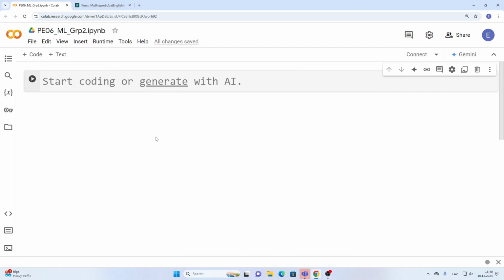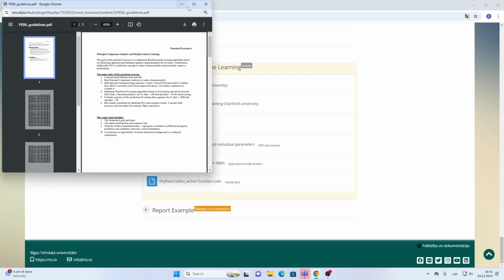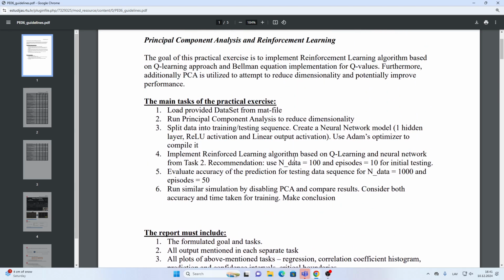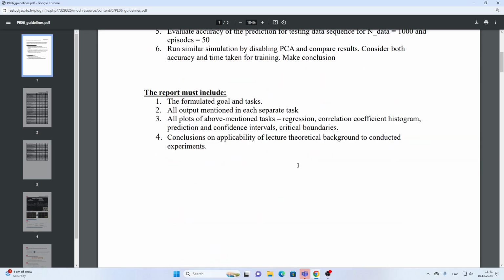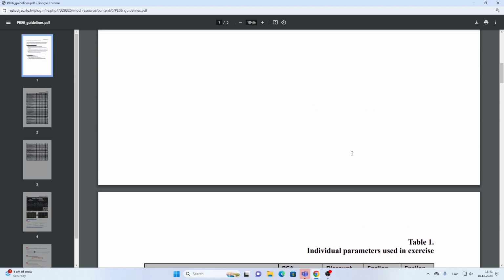Okay, so hello everybody again, and let us cover the last practical exercise of reinforced machine learning, which we had a lecture about, and also we'll try to implement this algorithm ourselves. It's not very difficult, but at the same time it's a nice explanation of how exactly it works. So we will work with the well-known handwritten digits dataset. You still have some individual parameters related to reinforced learning and principal component analysis, which we will try to use.